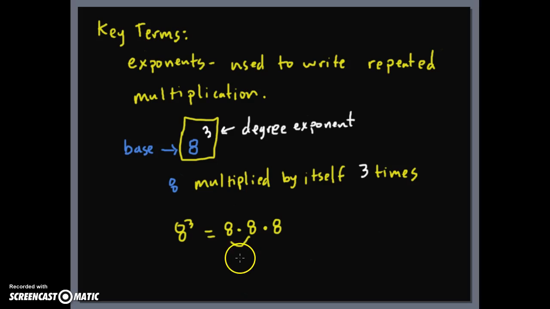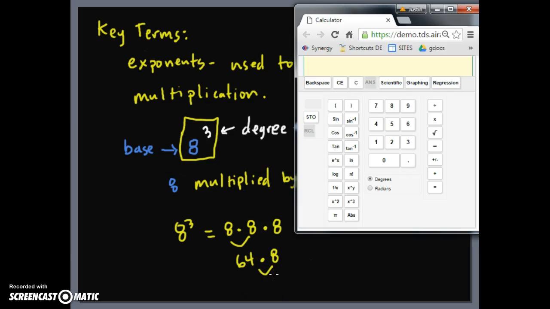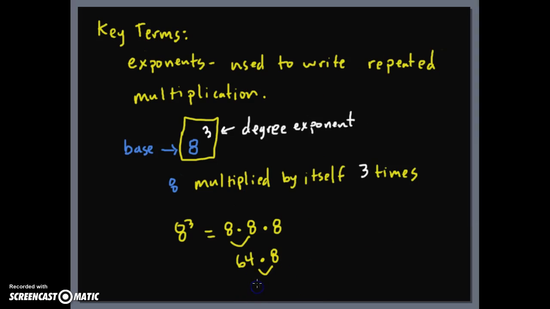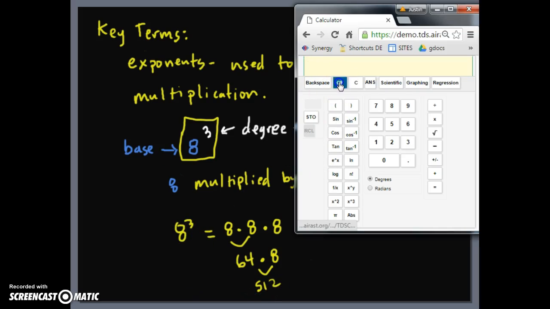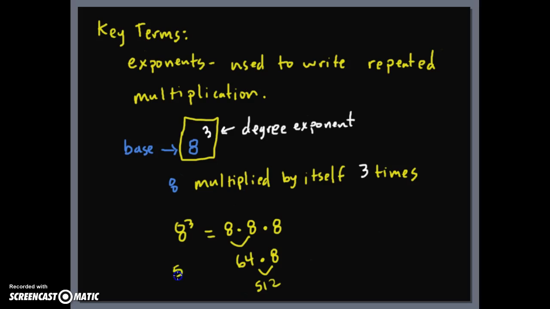We've got 8 times 8, which would be 64, times 8, which would be, and I'm going to use the calculator for this, so we got 64 times 8 would be 512. Well, what if we just typed in 8 to the third power? We would say 8 to the third power equals 512. So that is the same exact expression. These two are the same exact expression. So let's go ahead and get in a couple examples today.